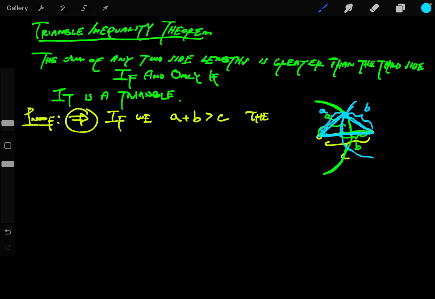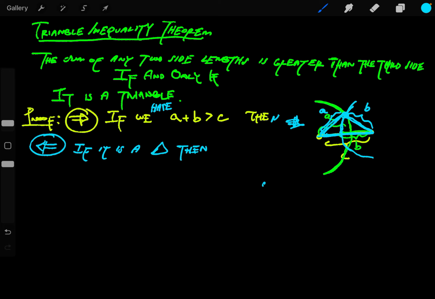So if we have three sides with A plus B greater than C, then you know you can construct the triangle as follows. Now, that's one direction. And the other direction is very similar. You use this construction. So now we say if it is a triangle, then you must have that the sum of any two lengths must be greater than the third length.